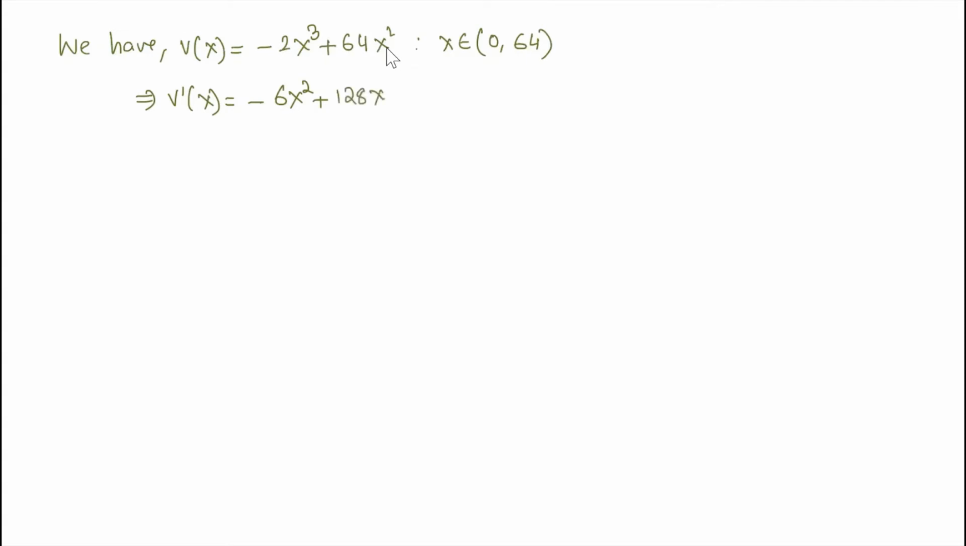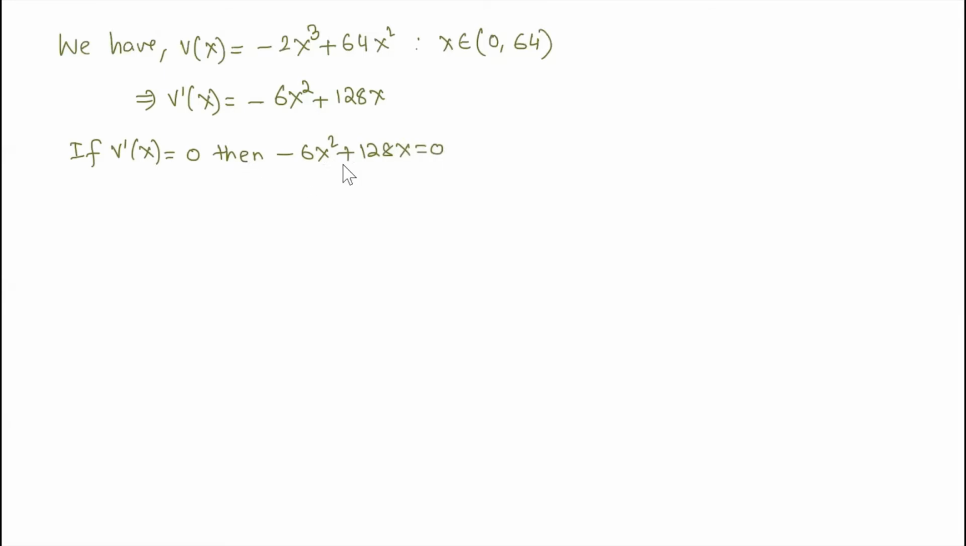So we got the derivative using the power rule. In order to find the maximum or minimum value, we need the critical values. And the critical values are the values where the first derivative is 0 or undefined. This is defined for all values of x. So the only possibility is where this is equal to 0. So if the derivative of the volume is 0, then negative 6x squared plus 128x is equal to 0.